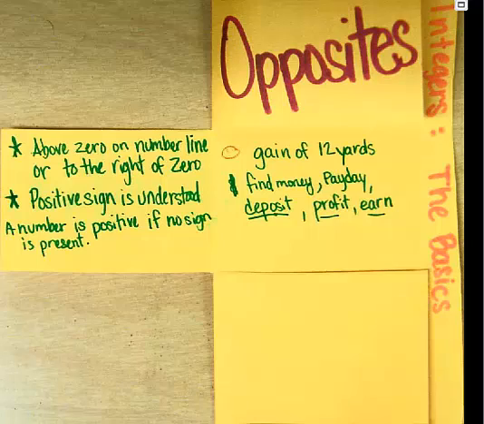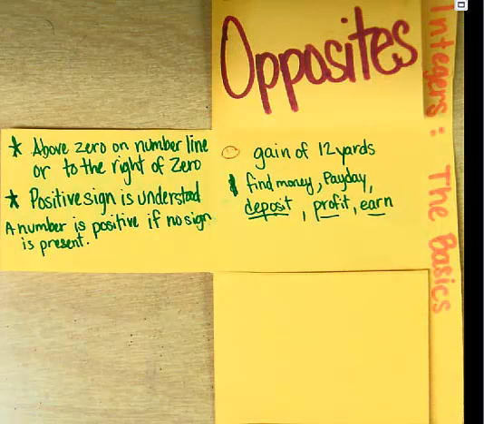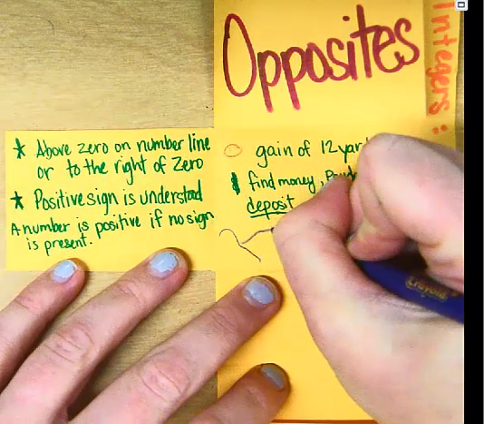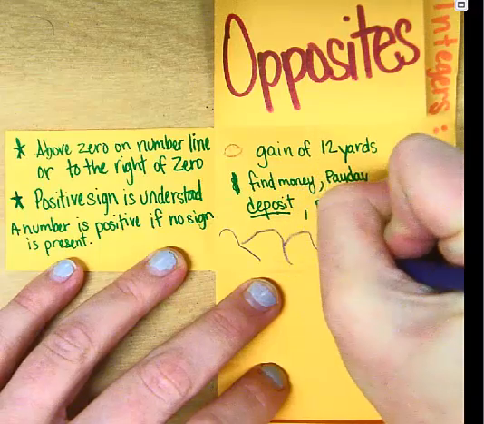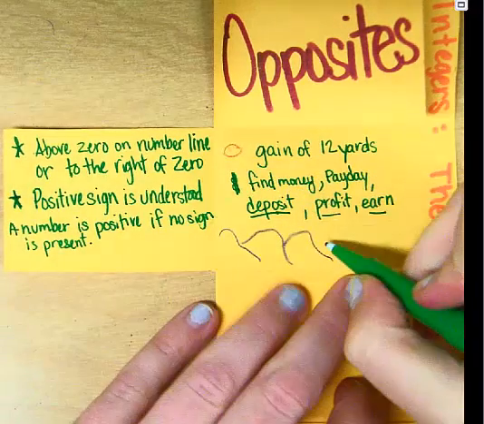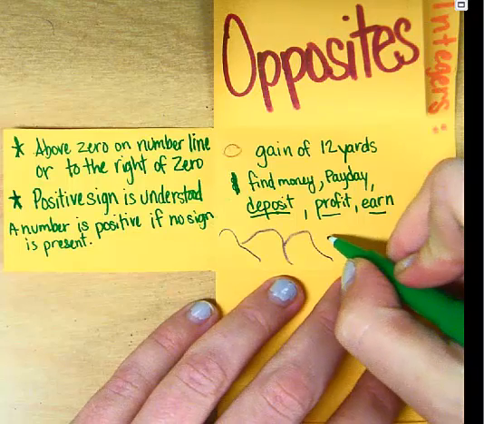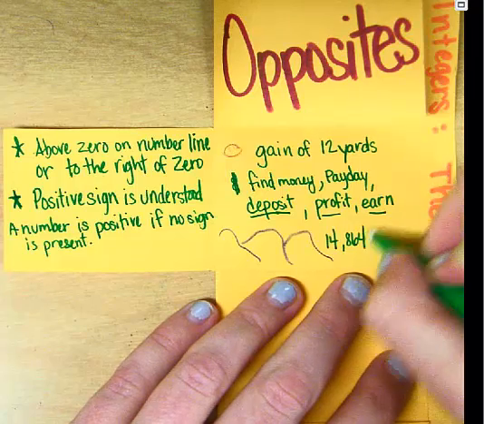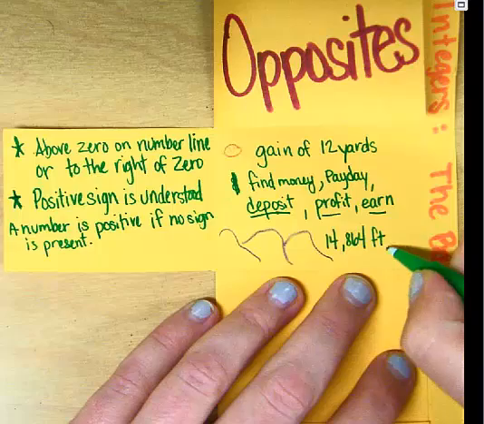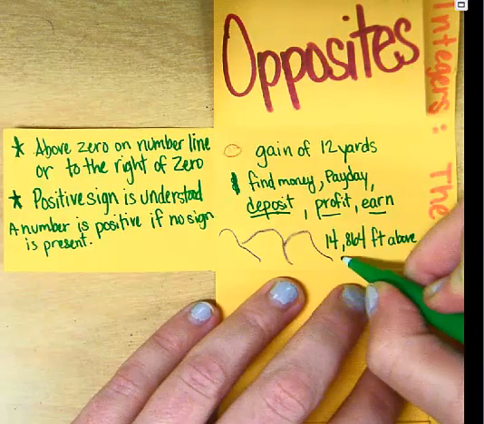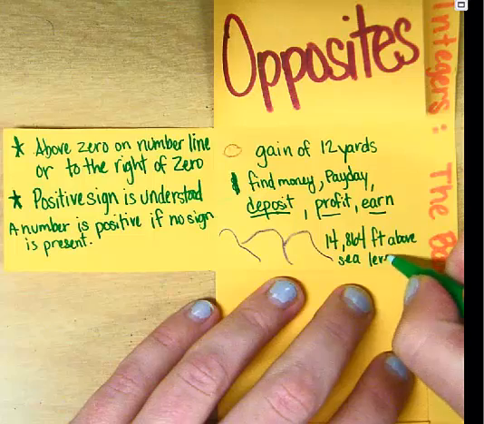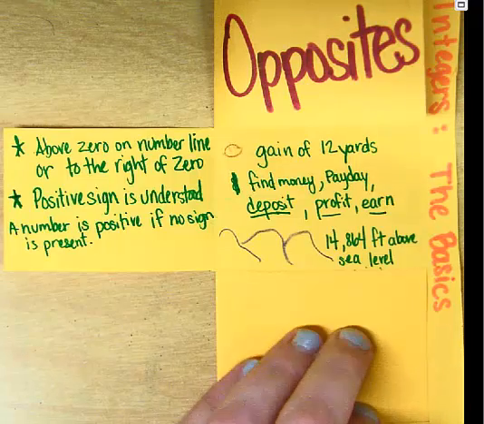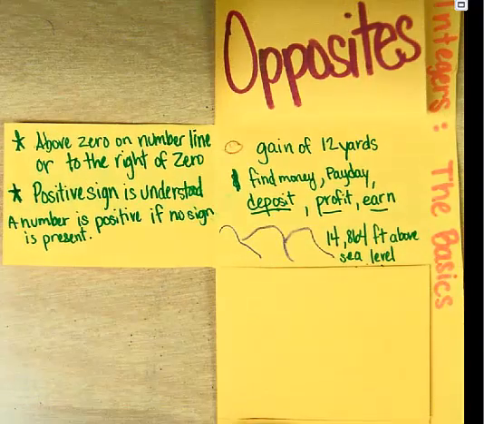And then another example, I'm going to draw some Purple Mountains Majesties. Just imagine that those are mountains, okay? So if we're talking about maybe the Rocky Mountains, 14,864 feet above sea level, that's a positive thing. Sea level would be representing 0. 14,864 feet above sea level is a positive gain there.